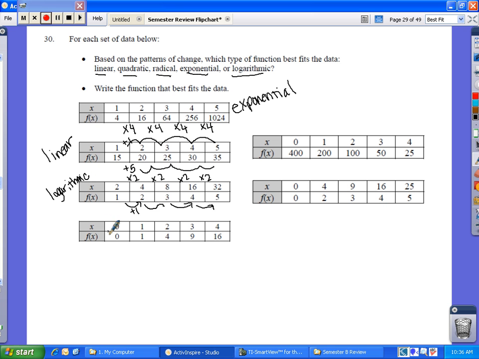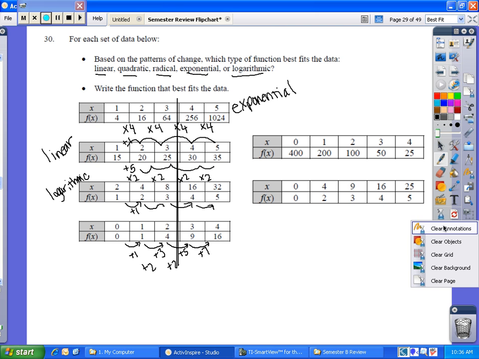Okay. For the next one, I can again see that this is plus 1, this is plus 3, this is plus 5, and this is plus 7. Now that means that if you take a look at the second differences, notice how the second difference is the thing that's constant now.